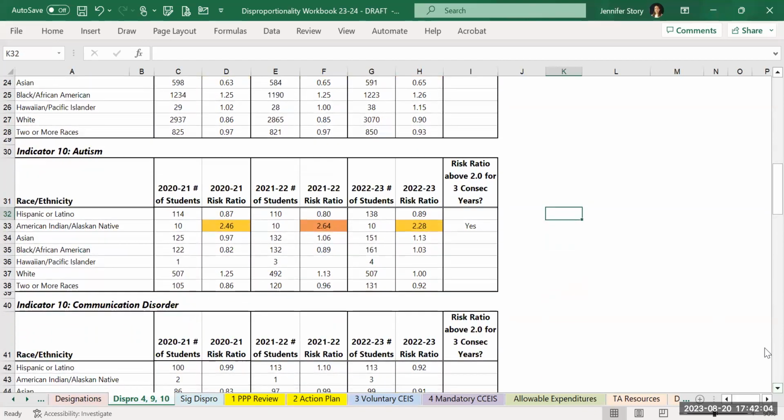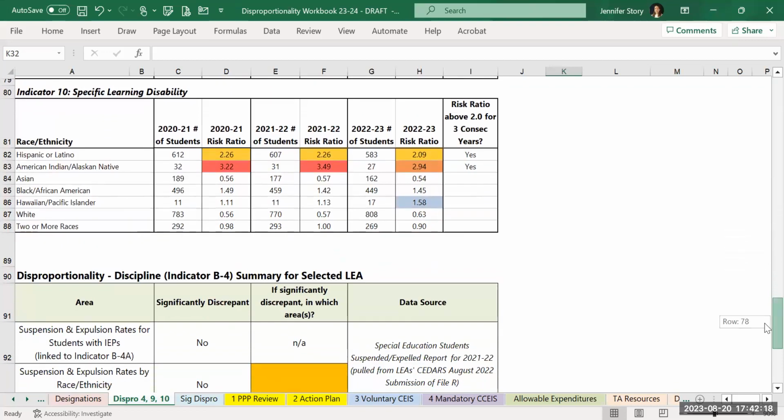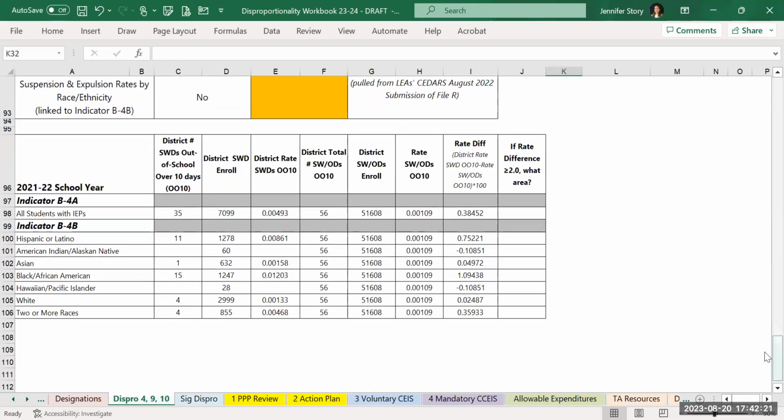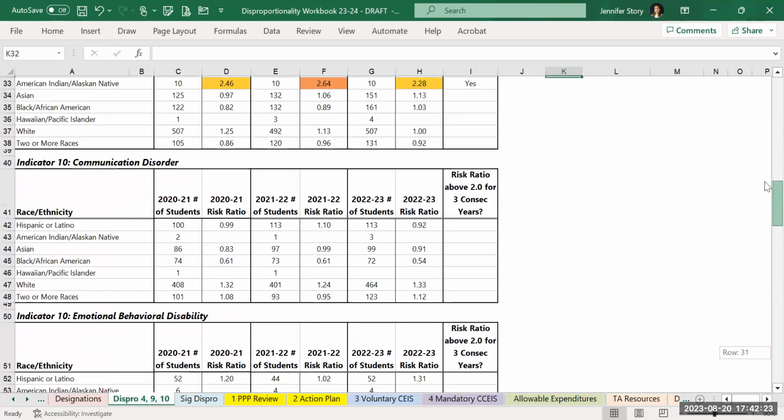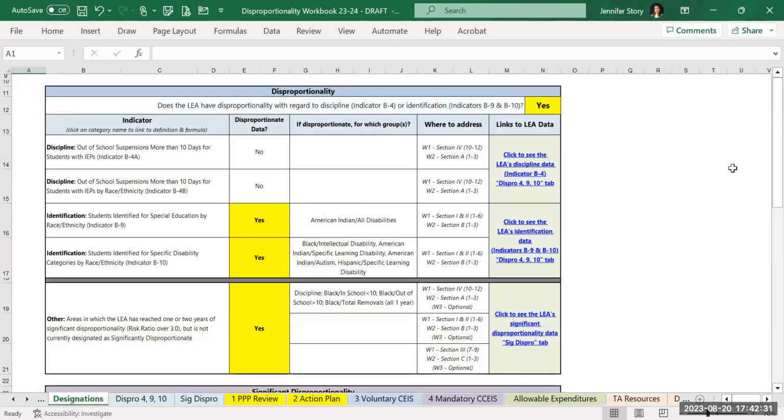Again, when you're scrolling down and looking through, the items in red are the ones that have met the definition of significant disproportionality, over 3.0 for 3 years in a row. Everything is color coded and can give you more information about the data that feed into that designations tab. And then this will link you right back to the designations.